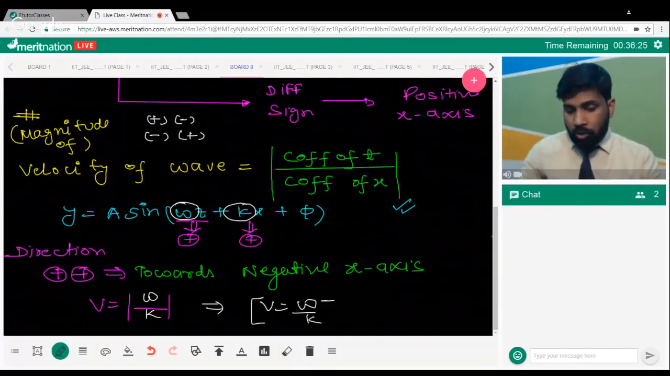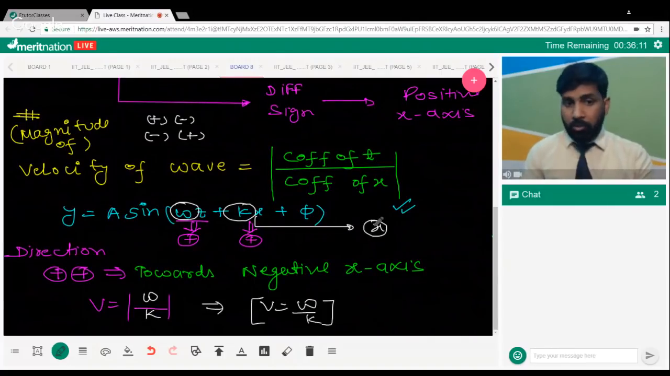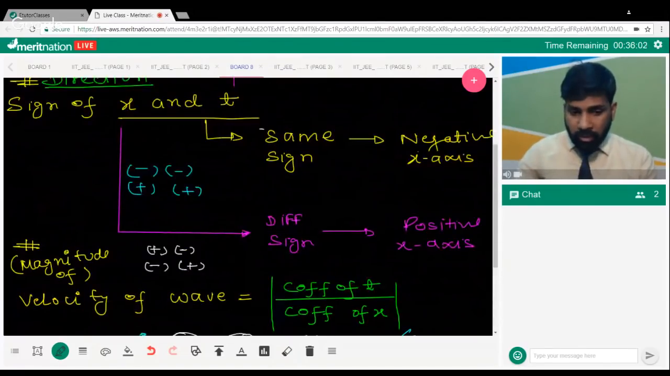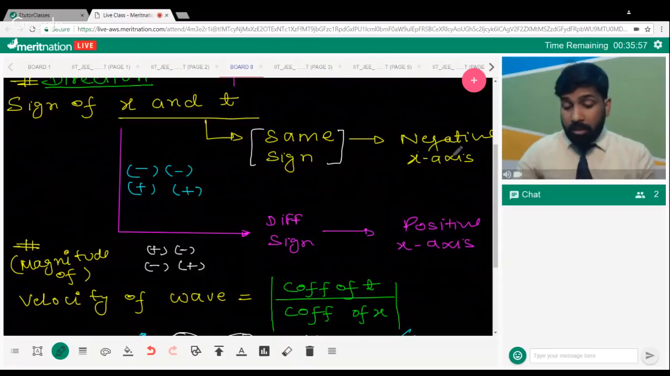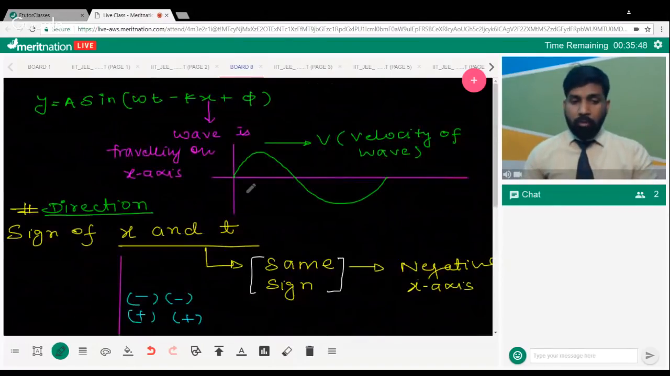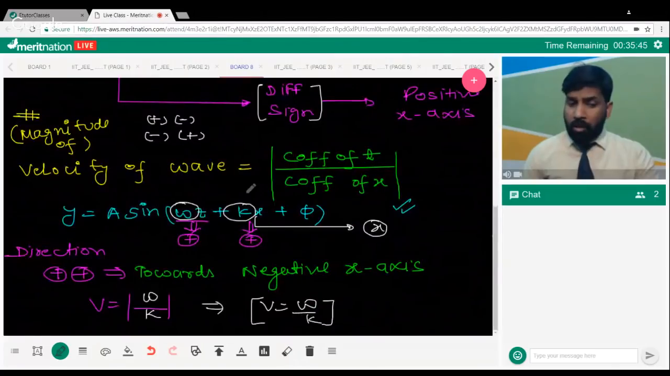It means velocity of this wave is omega by k, and direction of motion of this wave is towards negative x-axis. Because you can see here x is given, it means wave is traveling in the x direction, but we need to check whether the wave is traveling towards negative x-axis or positive x-axis. And these are the two ways which we can use to get the direction. If the sign of x and t is same, in that case wave is traveling in negative x-axis. If sign is different, wave is traveling towards positive x-axis. This is all about the direction of motion of wave and the velocity of wave.